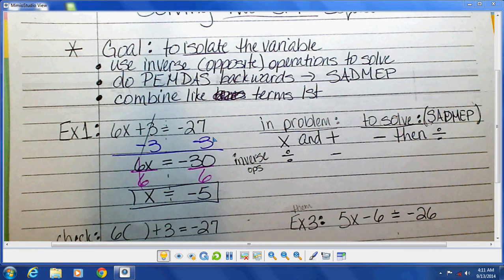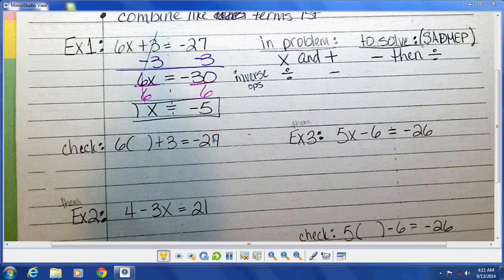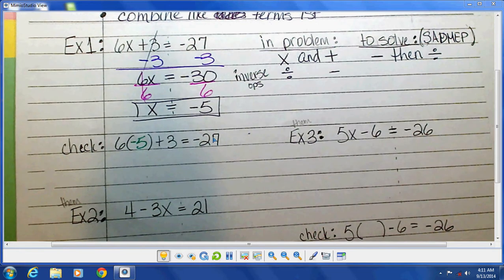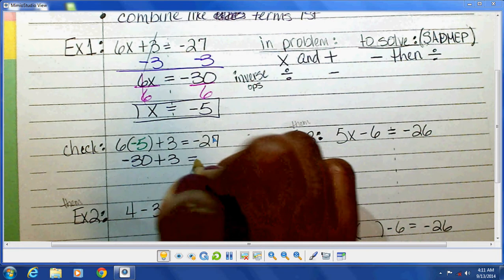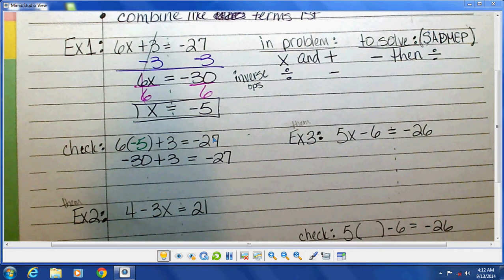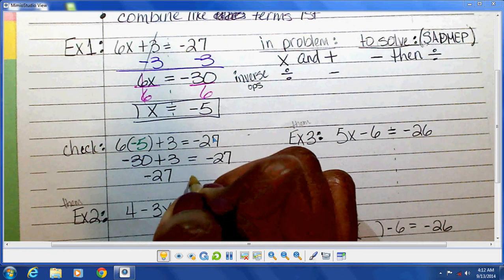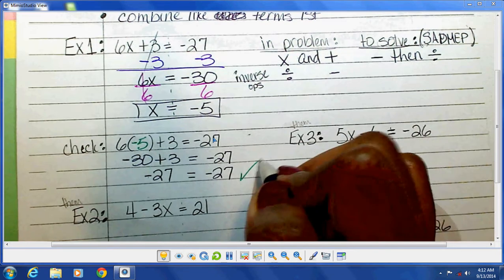Okay, as before, we're going to check to make sure that our solutions are reasonable. So go ahead and plug your negative 5 into the parentheses and solve. 6 times negative 5 is negative 30. Bring down the rest. Negative 30 plus 3 is negative 27. Since negative 27 equals negative 27, then it checks.